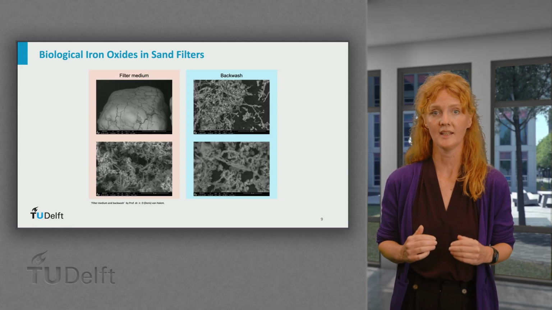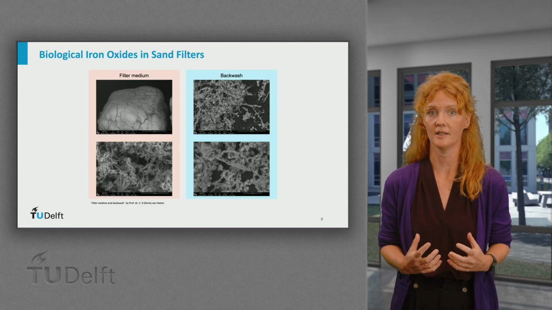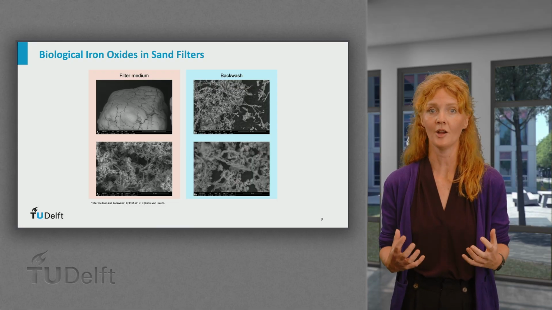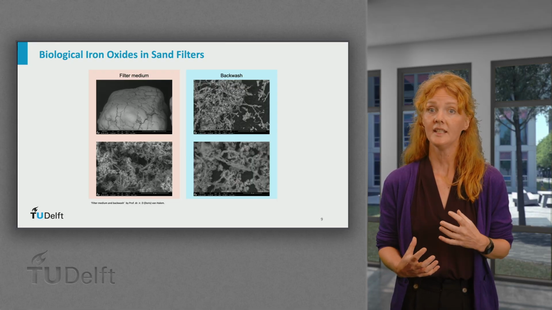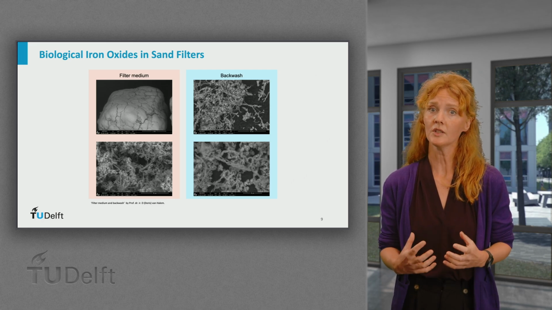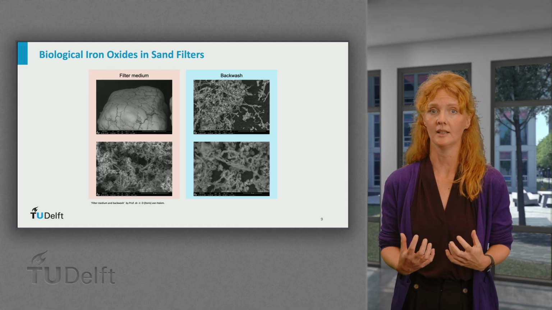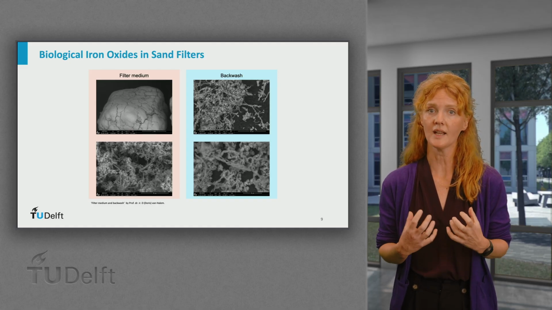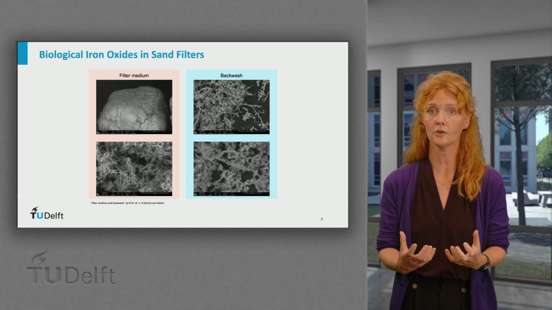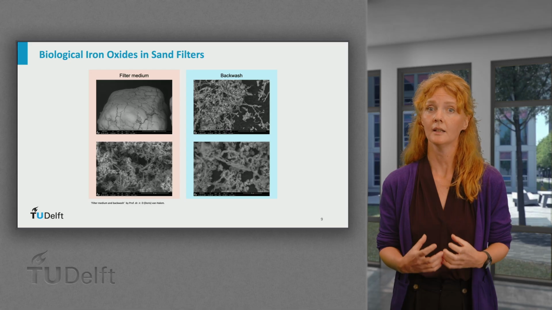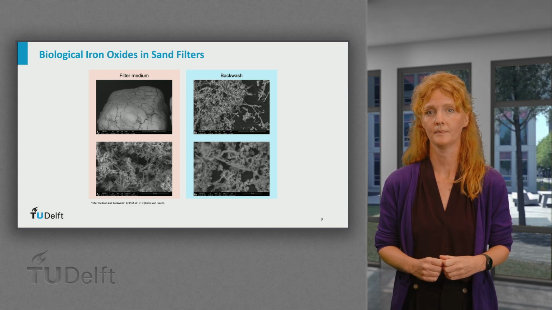The biofilm on the sand grains will harbor iron oxidizers that can utilize this iron and form the most magnificent iron oxide structures. These DNA-shaped structures are found in the backwash water, but also accumulate in the iron coating that forms on the sand grains. This porous iron coating offers additional adsorption capacity for ferrous iron, further improving removal efficiencies.